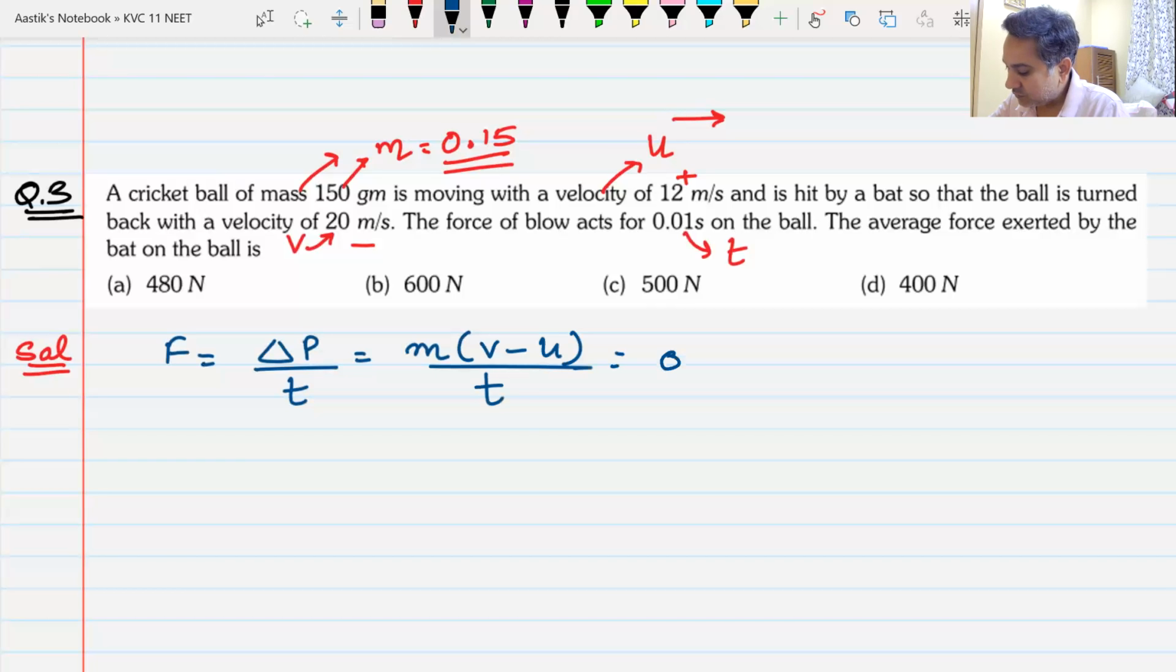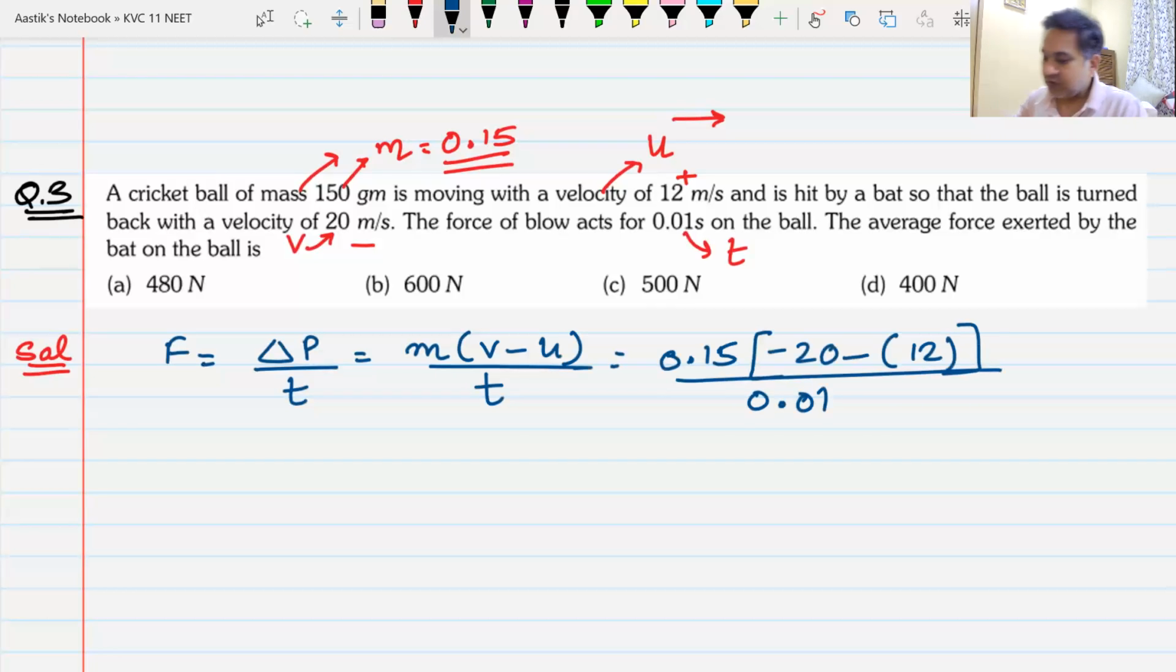Mass is 0.15 multiplied by final velocity, which is minus 20. Yes or no? Minus initial velocity, which is 12, divided by time, which is 0.01. You just have to subtract. It is not getting subtracted, they will get added, and then multiply and divide. You can do that, yes or no? What is the answer that you are going to get? The answer that I have is 480 newtons. Are you getting it? Yes, sir. Well done, and congratulations, you got the answer.